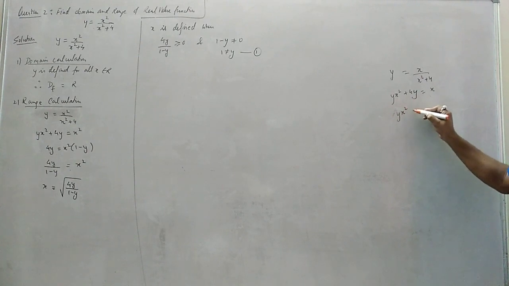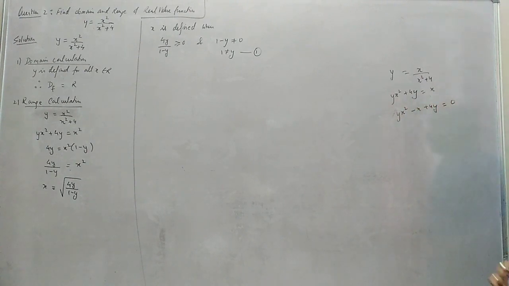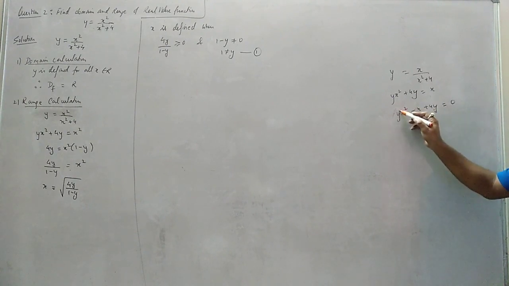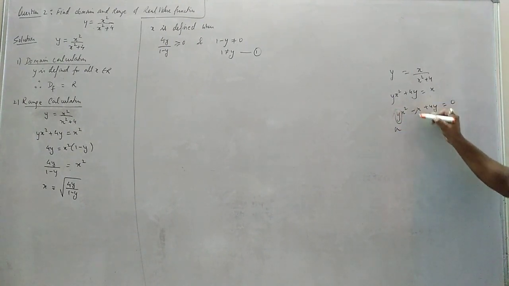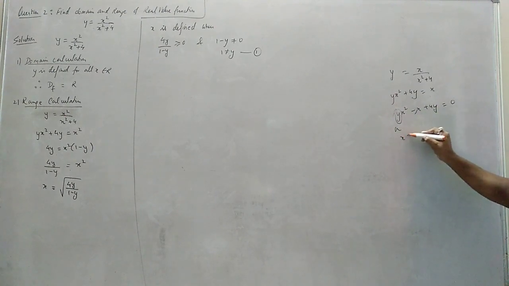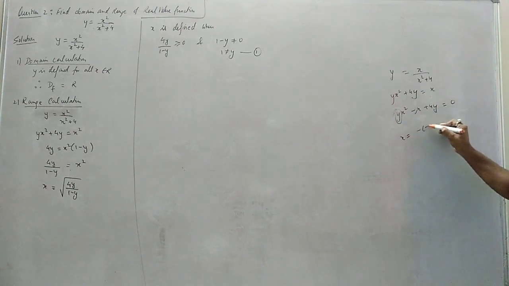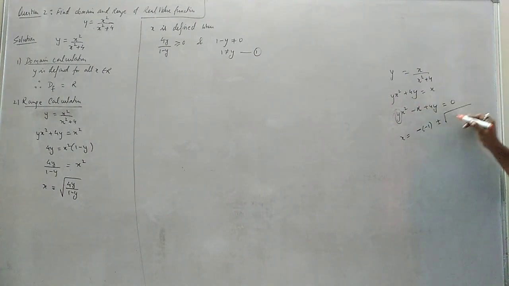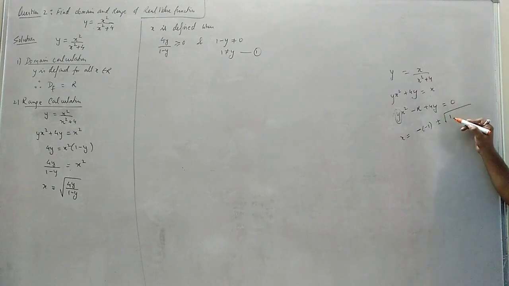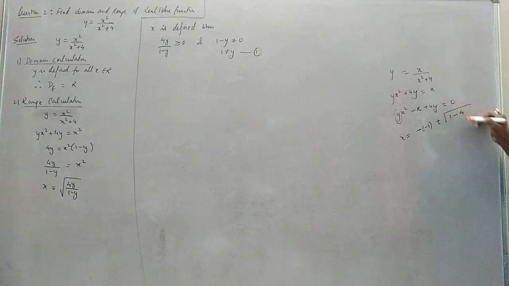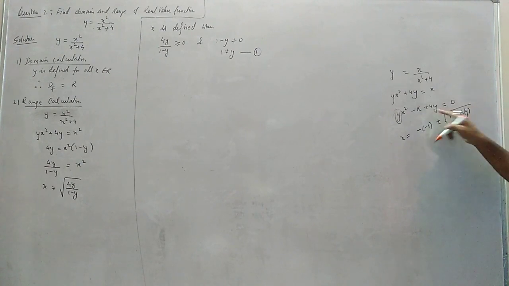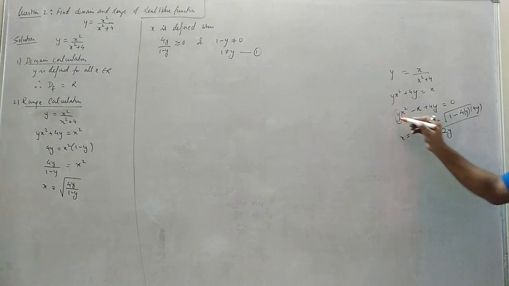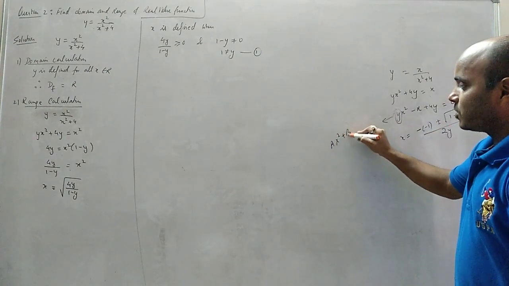See, y x square minus x plus 4y equals to 0. Now this is a quadratic equation where this is a, this is b, and this is c. There, what is x? x will be minus b, minus into minus 1, b is minus 1. Clear? Plus minus under root b square, minus 1 whole square is 1, minus 4ac. What is a? y. What is c? 4y. Divided by 2a, what is a? y. Because this equation is like ax square plus bx plus c.